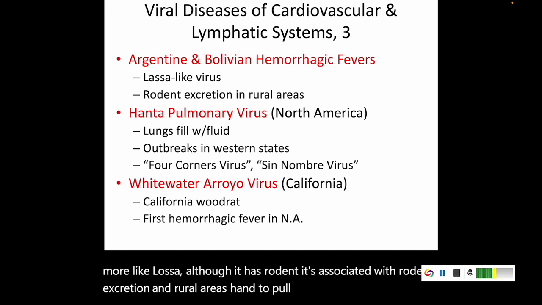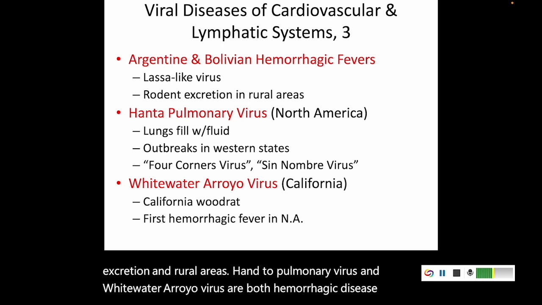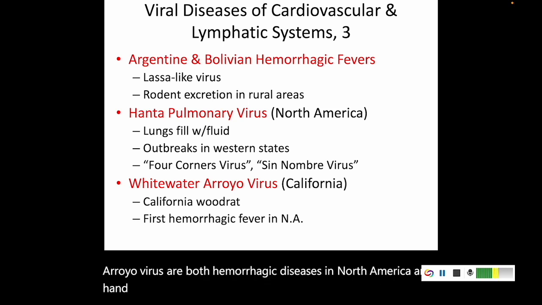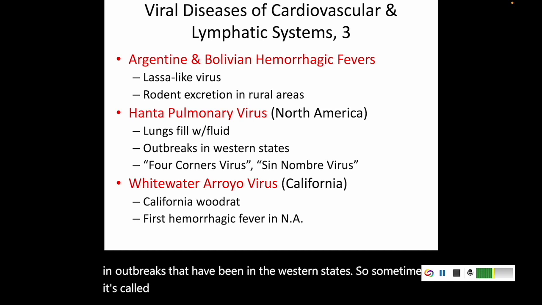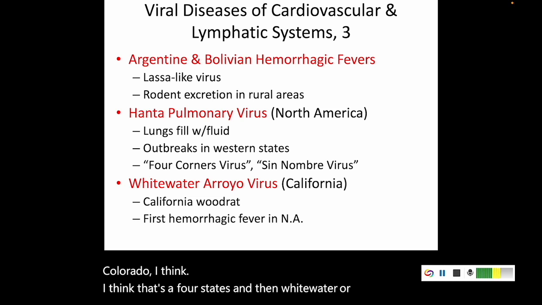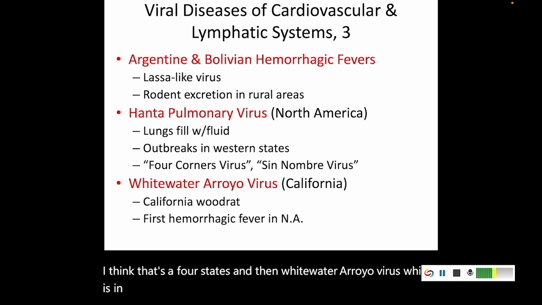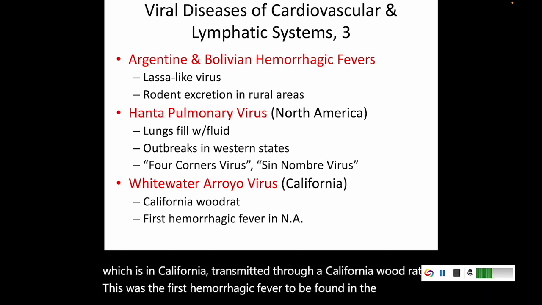Hanta pulmonary virus and Whitewater Arroyo virus are both hemorrhagic diseases in North America. In Hanta, the lungs will fill with fluid, and it is more commonly seen in outbreaks that have been in the western states. So sometimes it's called Four Corners or Nombre virus. Those 4 states, if I can remember, Arizona, New Mexico, Utah, and Colorado, I think that's the 4 states. And then Whitewater Arroyo virus, which is in California, transmitted through a California wood rat. This was the first hemorrhagic fever to be found in North America.